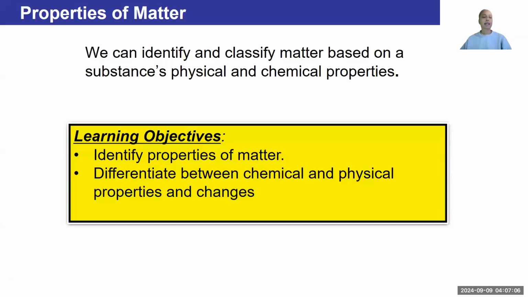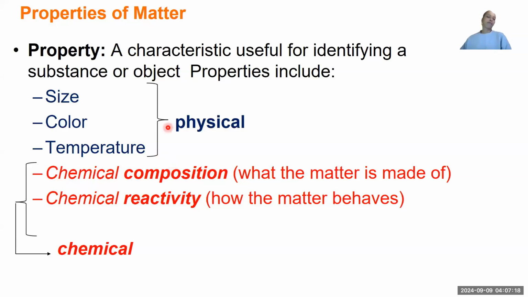Okie dokie. Let's now classify the properties of matter. And let's take a look at the difference between chemical and physical properties. So there are two types of properties of matter. We've got physical properties and we've got chemical properties. First, we're going to take a look at physical properties. And although these are just a few physical properties, size, color, temperature, these are useful for identifying substances or objects.